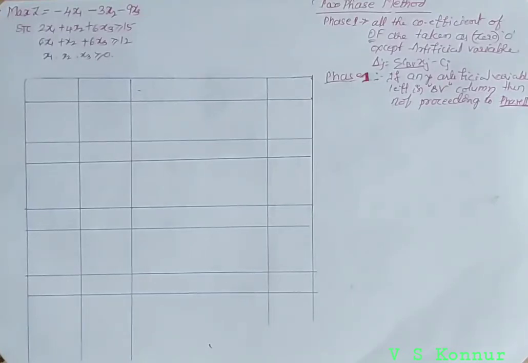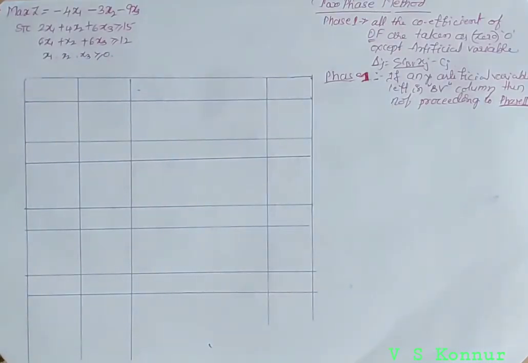Two-phase method in a simplex method type of problem. There will be two phases. The problem is to maximize z = -4x1 - 3x2 - 9x3, subject to the constraints 2x1 + 4x2 + 6x3 >= 15 and 6x1 + x2 + 6x3 >= 12, with x1, x2, x3 >= 0. It is the given problem.